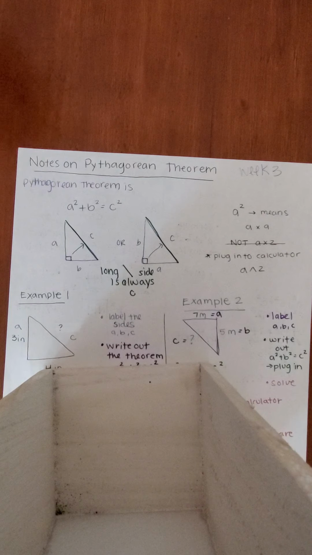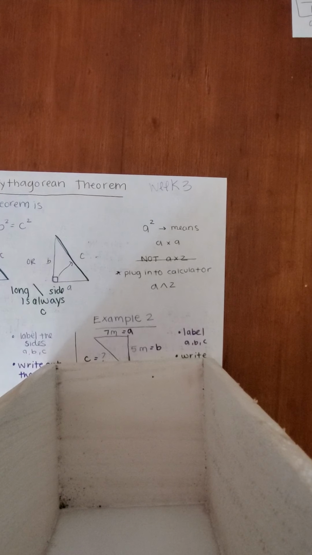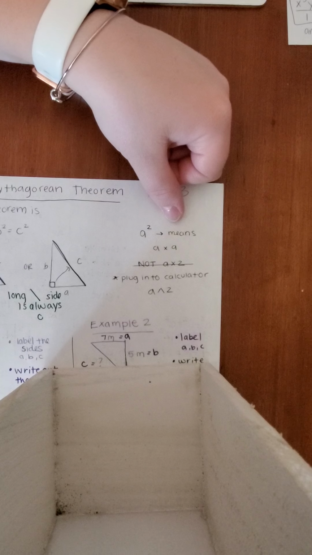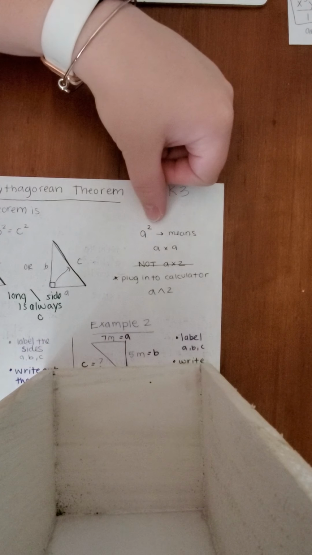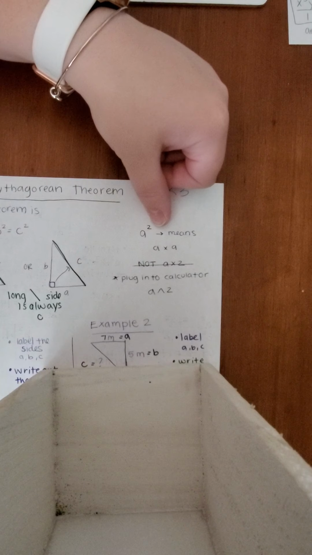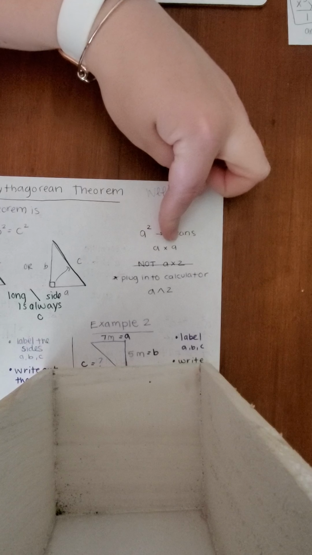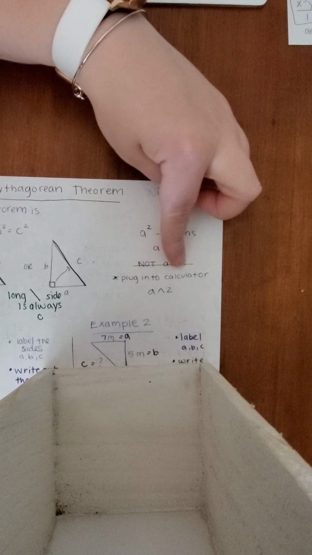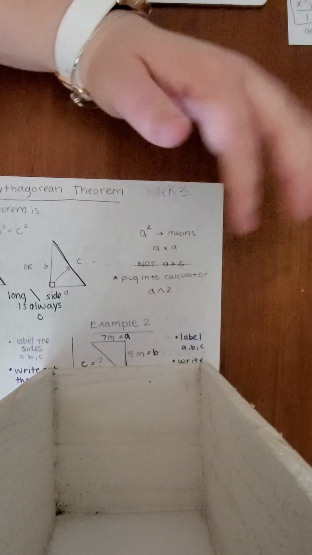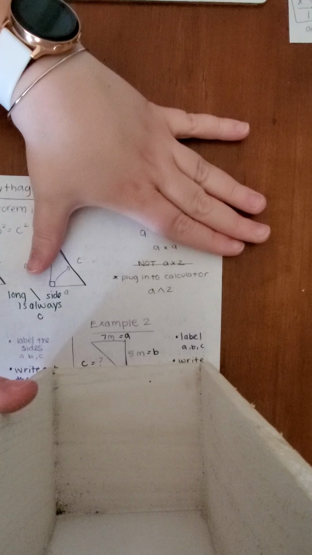Another thing that you might need to remember or know is that A to the second power means A times A. So it doesn't mean A times 2, it means A times A. When we plug it into our calculator, you should see something that looks like a little caret pointed up, so that you know that it goes to the second power.